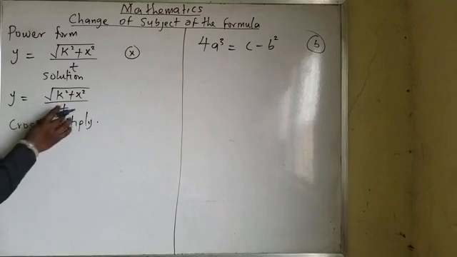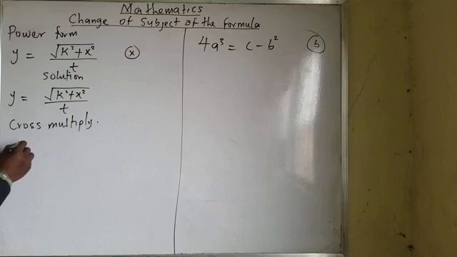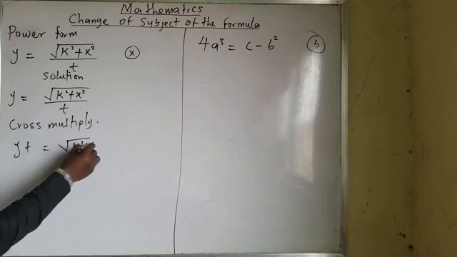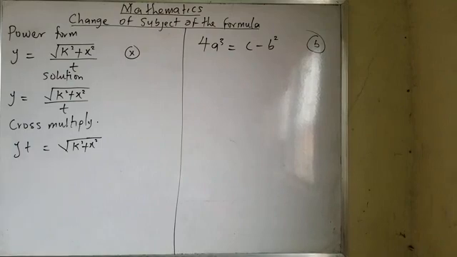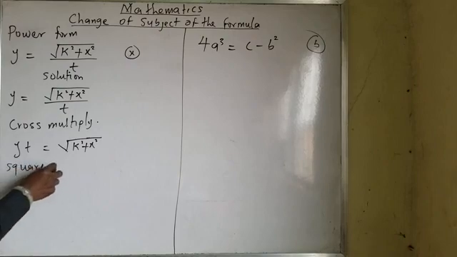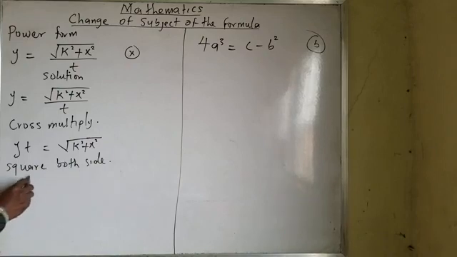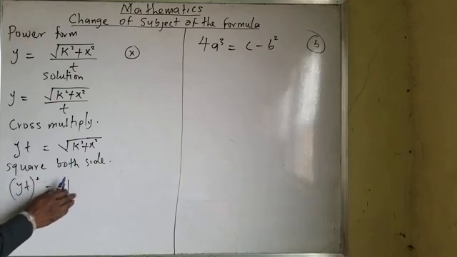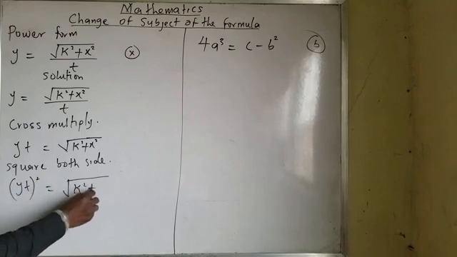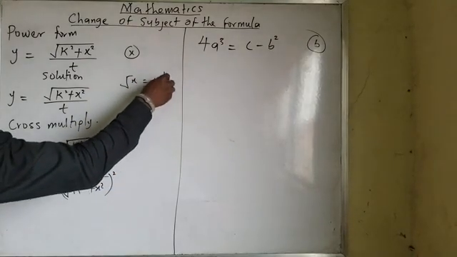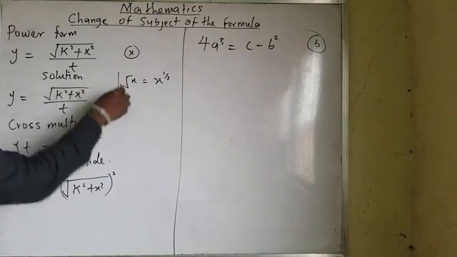How do I cross multiply? This will multiply this, and that will be multiplied by y, so yt equals to root of k squared plus s squared. Please make sure to cover everything. Now the next thing I can say is square both sides. Which means I'll be having (yt) squared equals to (root of k squared plus s squared) squared. Don't forget that if I have root of s, it's 1 over 2. Take note of those things. Very, very important. That's what I'm using there.